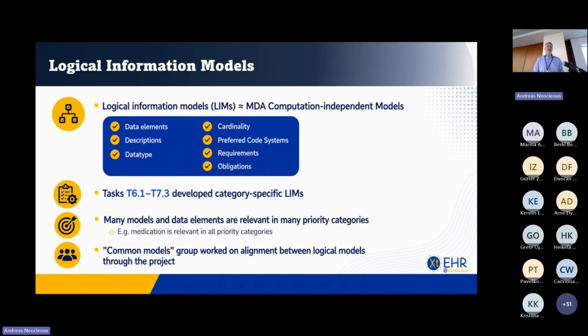Many of these models and data elements actually shared content between them. So as an example, medication is relevant in all the priority categories. So there's medication summary in the patient summary, and in the discharge report there is medication administration, for laboratory or medical test result, and for imaging, there's contrast and stuff. So medication is important everywhere, and we don't want to put the burden on the implementers and the vendors and the users to use different models in different contexts.